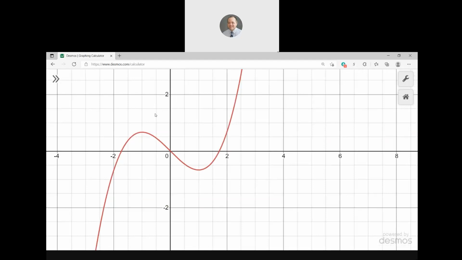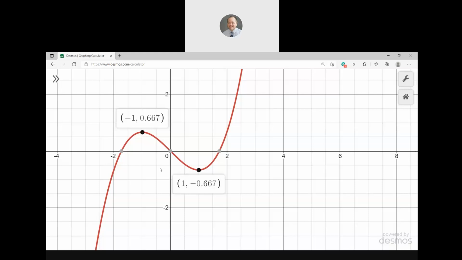All right, we got a relative maximum when x is -1. So that part is correct. -1, 2/3. And we find a relative minimum point occurs at 1, -2/3. So our relative extrema are correct.